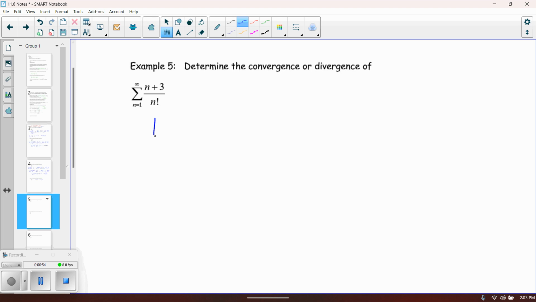So we'll have the limit as n goes to infinity of the absolute value of the n plus 1 term, which will be n plus 1 plus 3 over n plus 1 factorial, times the reciprocal of the n term, which is what we get there. Now I'm going to stop the rearranging and just go to the simplifying at this point.